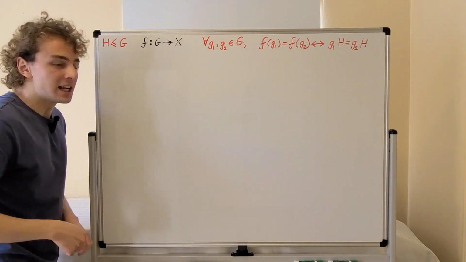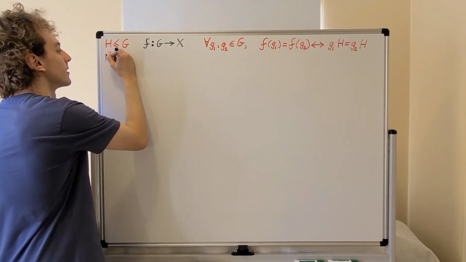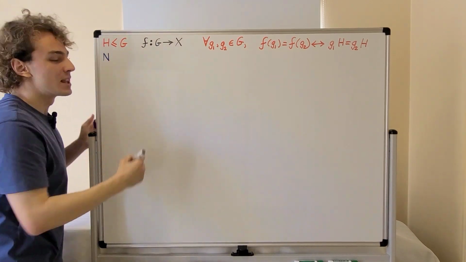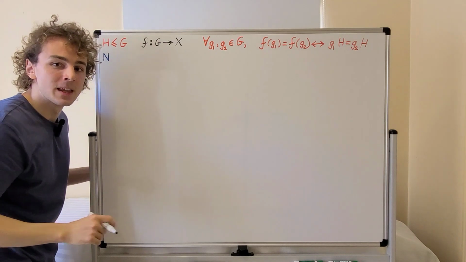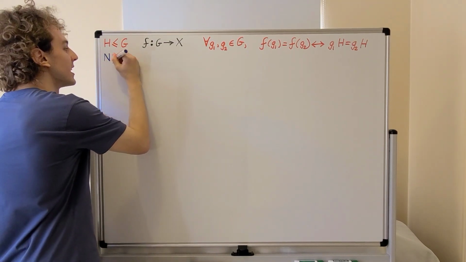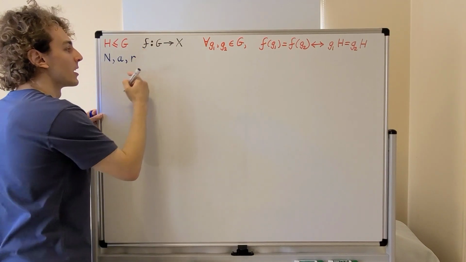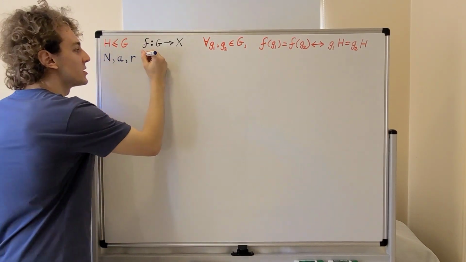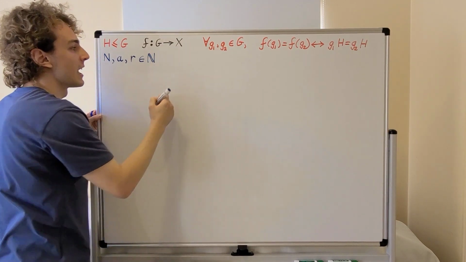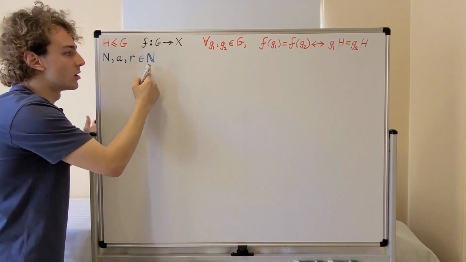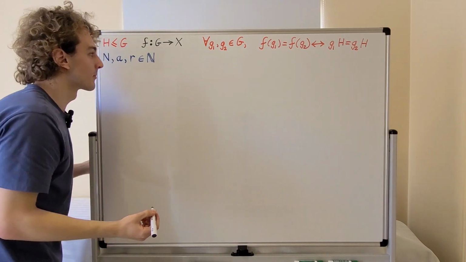So the input for integer factorization is the positive integer n. The goal is to find the prime factorization of this positive integer n. To do that, we're going to choose a value a, and we're going to define a value r. All three of these values are elements of the natural numbers, and we're excluding 0 over here. So this is the same as the positive integers.